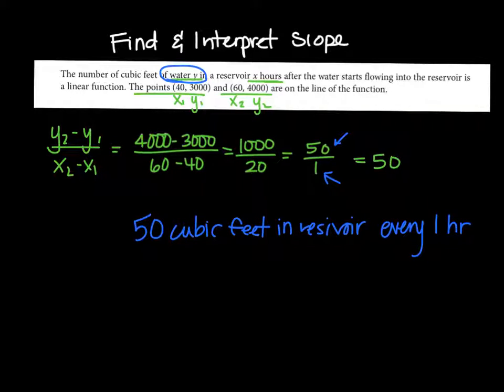And this is flowing into the reservoir, so you want to think about that means they are adding, you are increasing by 50 cubic feet of water in the reservoir every hour. That means that's how much is flowing in every single hour. So remember, I got that because I looked at what the variable stands for. So 50 I knew stood for feet of water, and the 1 stood for hours.